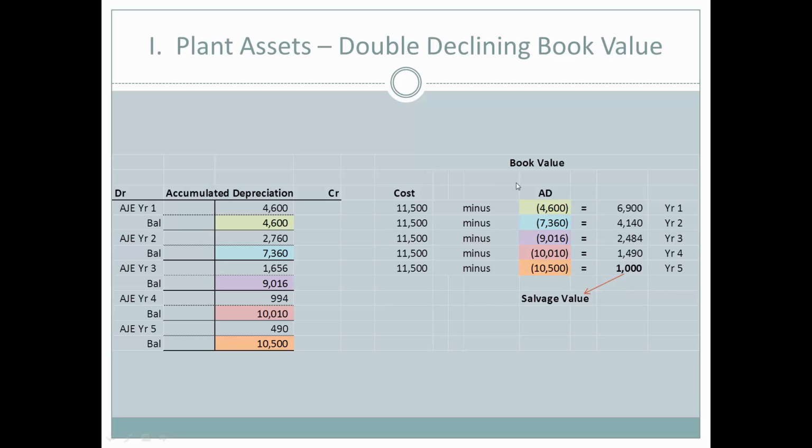So let's look at our book value at each individual year, and this is our ending book value, so that's why it's easier to calculate it incrementally, I think. So let's look at our cost minus our accumulated depreciation, and these are all our book values for each of the individual years, and that will be our salvage value at the end.